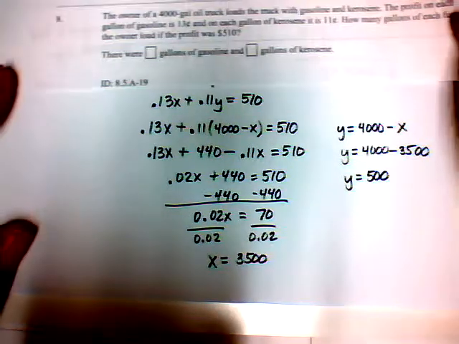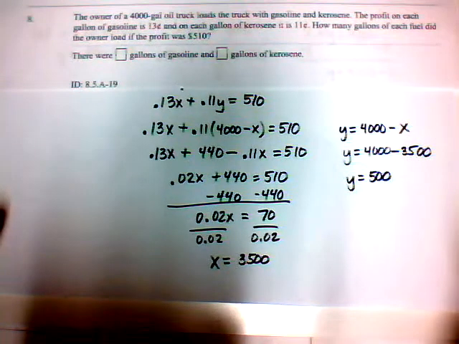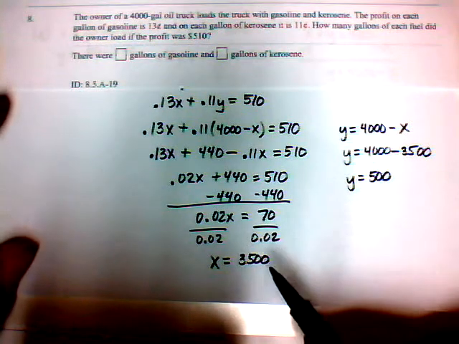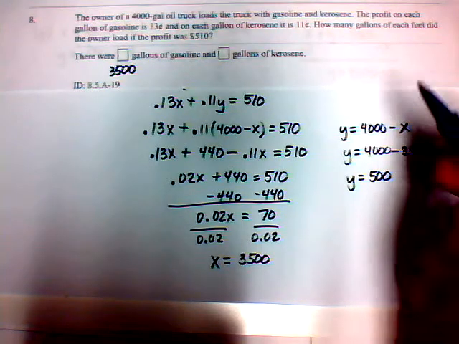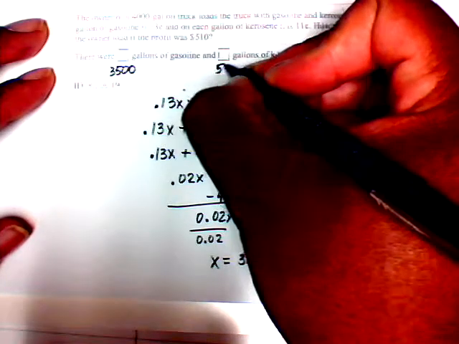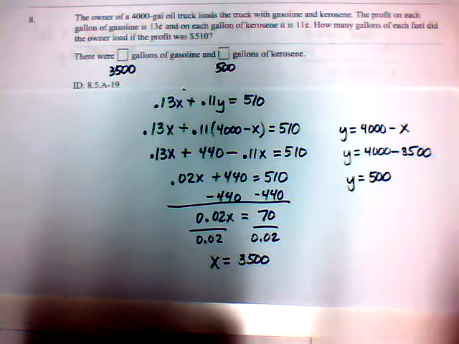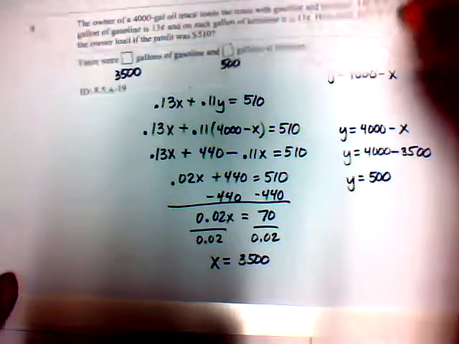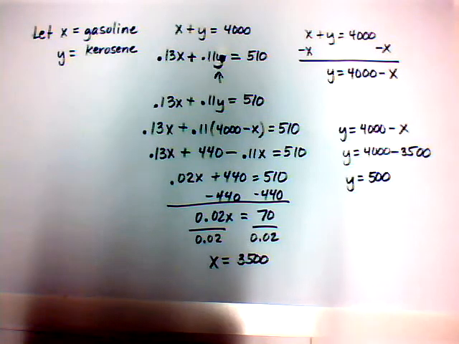So now, to answer the question, how many gallons of each fuel did the owner load if the profit was $510? There were 3,500 gallons of gasoline, because I let x be the number of gallons of gasoline, and 500 gallons of kerosene, because I let y be the number of gallons of kerosene. So this is an illustration of a word problem where you have to translate it into a system of linear equations and solve. That should assist you with some of the homework problems in section 8.5.